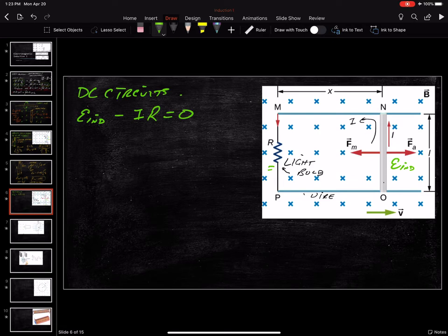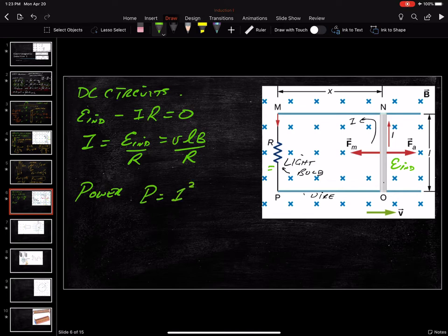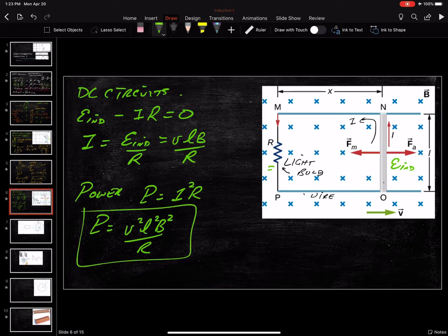And the I times R from Ohm's law is your drop in voltage across this light bulb. So this tells you that I is equal to E induced over R, and so that's V L B over R. If you want the power in the light bulb, which is your I squared R, hopefully you remember all this, then the power in that light bulb is V squared L squared B squared over R. So that's how many watts your light bulb would be burning.